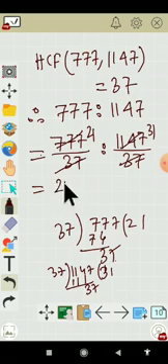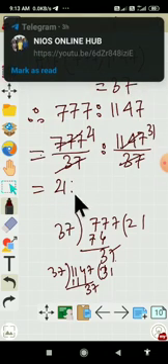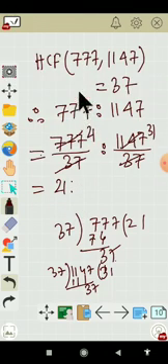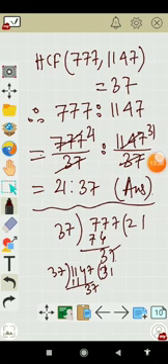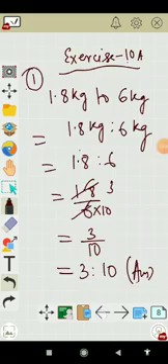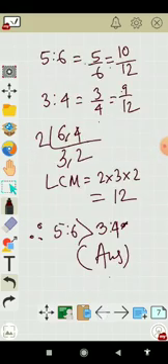So our required ratio is 21 is to 37. 21 is to 37. This way we have to solve all the problems.